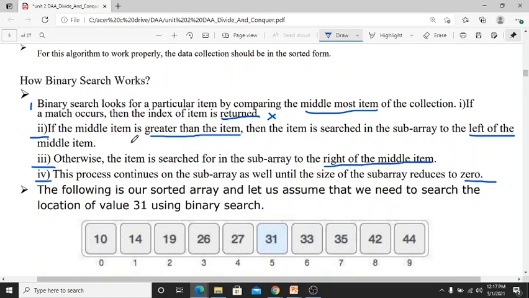If we have an array, this is the middle element. If the middle element is the number, then it will return it. Otherwise, if the middle element is greater than the number you are searching for, you need to search only this part.